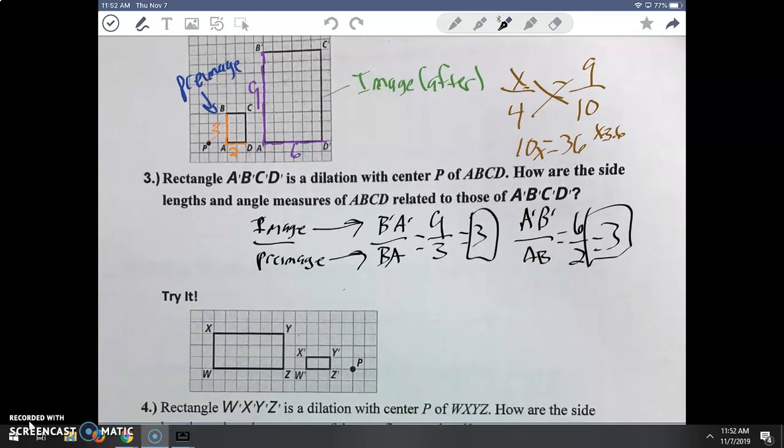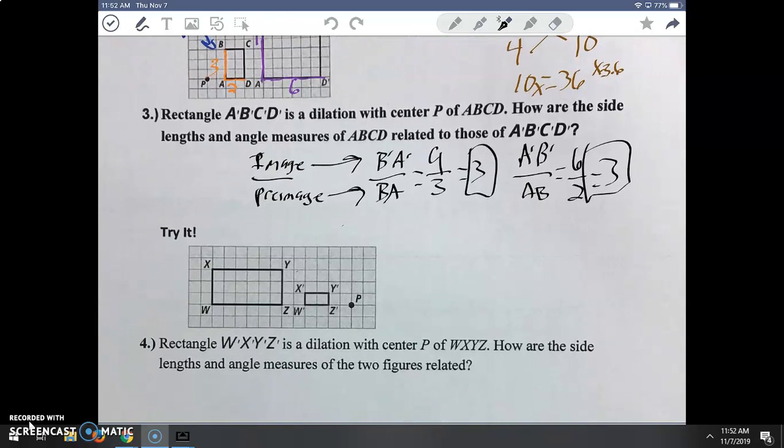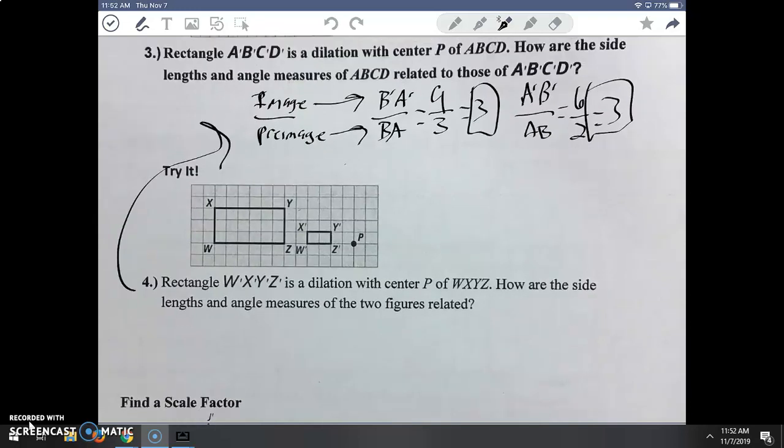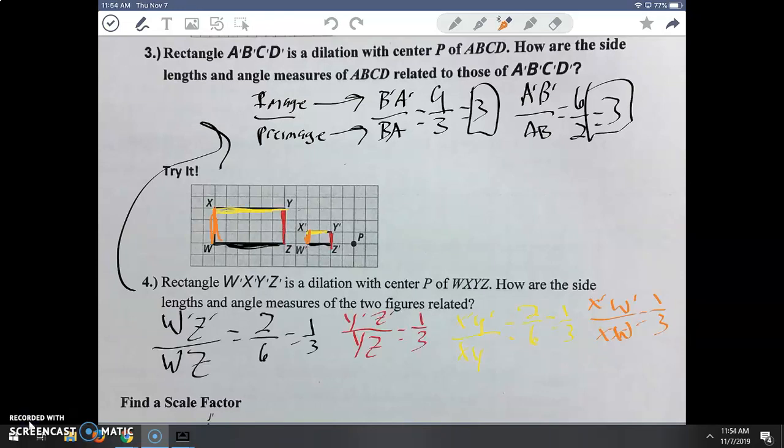Okay, so I want you guys to try the next one. Set it up exactly how you did up here. Image over your pre-image, and do that for all 4 sides, and then come back to see if you got it correct. And we're back, and notice that we have everything set up. I tried to color code things so you can see it. Notice too, everything checks out. Everything is 1/3.